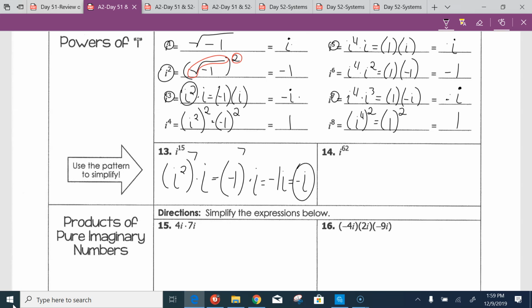For number 14, i to the 62nd power. One way I can get that is i squared to the 31st power, because 31 times 2 is 62. So what is i squared? i squared is -1. What's (-1) to the 31st power? -1 times -1 times -1, going back and forth. Since it's an odd number of times, I end up back at -1. You can use your calculator to check it or do the math 31 times, but trust me, it ends up being -1.